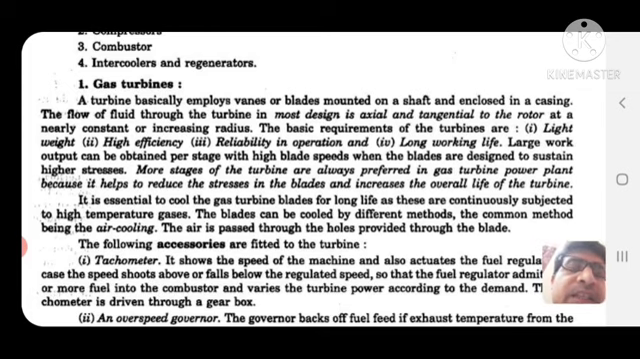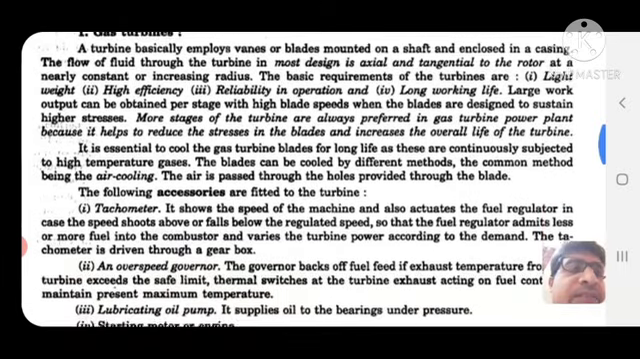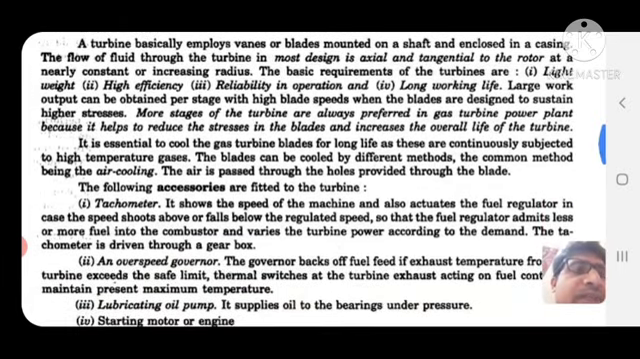It is essential to cool the gas turbine blades for a long life as these are continuously subjected to high temperature gases. The blades can be cooled by different methods, the common method being air cooling. The air is passed through holes provided in the blade.